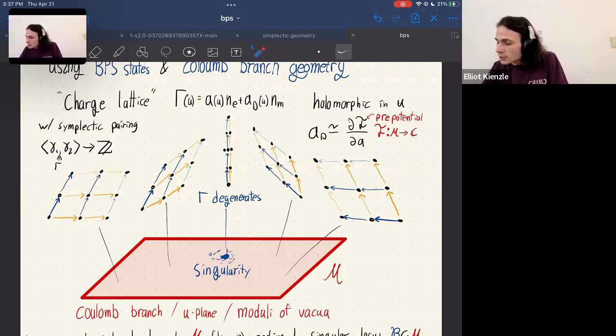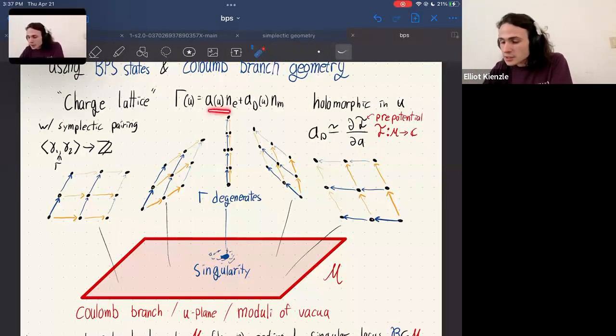And the really cool thing is that these two coordinates of the lattice are not varying arbitrarily. They're related to each other through what's called a prepotential. This is a holomorphic function, and it's the thing that immediately gives you the low energy Lagrangian. Basically, the two lattice coordinates are dual to each other under this prepotential. The dual coordinate a_D is the derivative of the prepotential with respect to a.